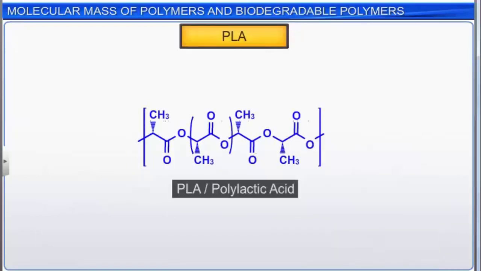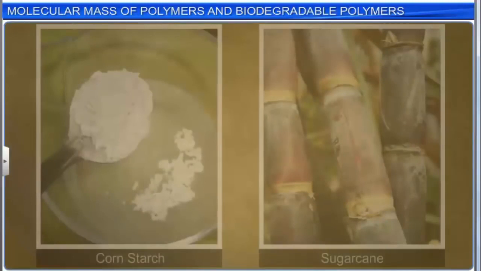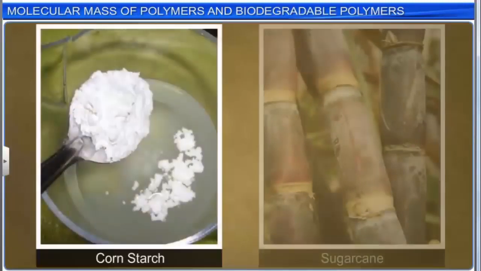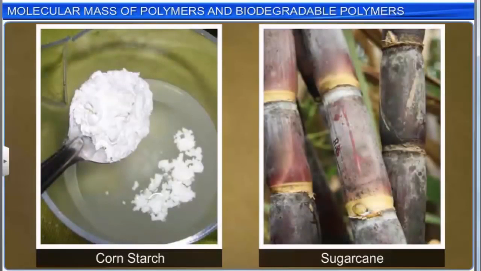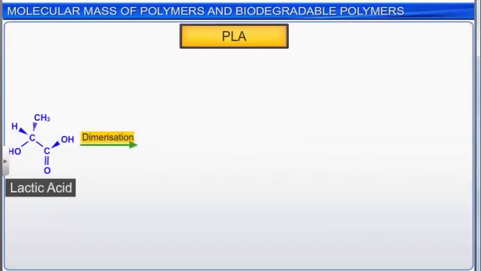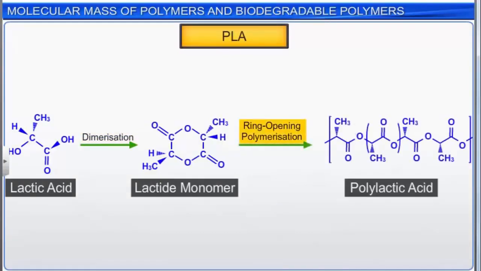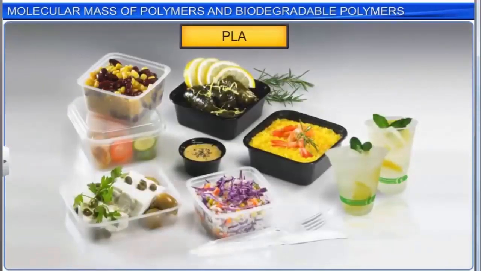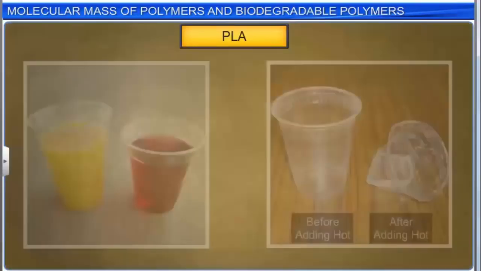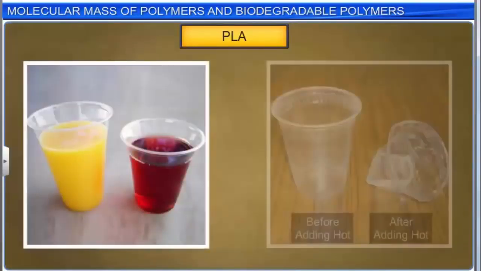PLA, or polylactic acid, is another biodegradable polymer. The starting material is plant-based, derived from cornstarch or sugarcane. Lactic acid is dimerized to make the lactide monomer, which undergoes a ring-opening polymerization. PLA is being used for packaging, such as cups and take-out containers for food. However, it can only be used for cold beverages and cannot be used for very hot ones.